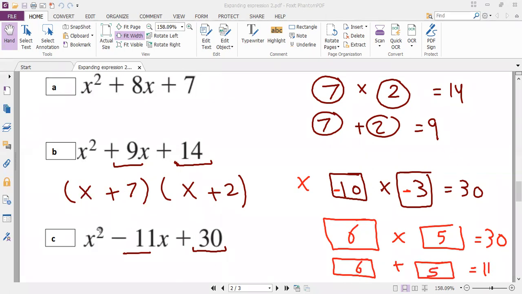Let's focus on the middle term again. It's negative 11. So once you see in the middle a negative number and at the end a positive, the two numbers must be negative. So let's try negative 6 and negative 5. When multiplying them, negative times negative is positive, and 6 times 5, 30. And when adding them, negative 6 plus negative 5, yes, that's right, it's negative 11. So we will write x minus 6 multiplied by x minus 5.